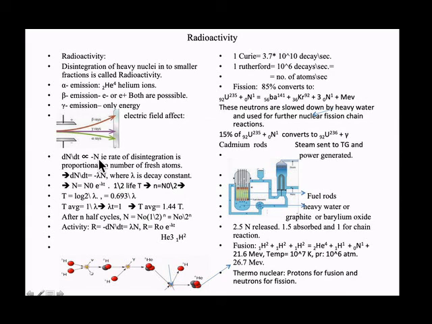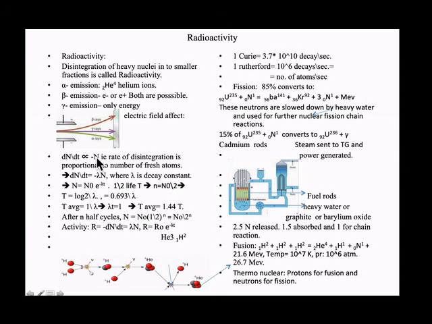What does this equation say? Suppose initially 100 are there. So dN by dt is proportional to 100. Then after some time 50 are left, 50 have disintegrated. Then dN by dt is proportional to 50 only. So it is proportional to the quantity available, the fresh atoms available for disintegration. So the rate is proportional to that.